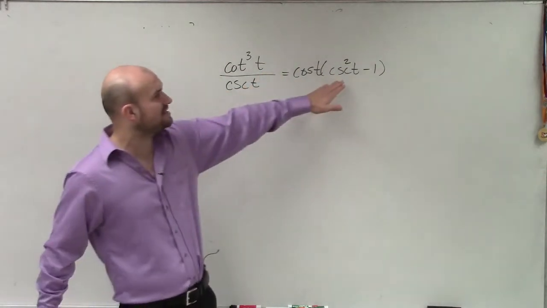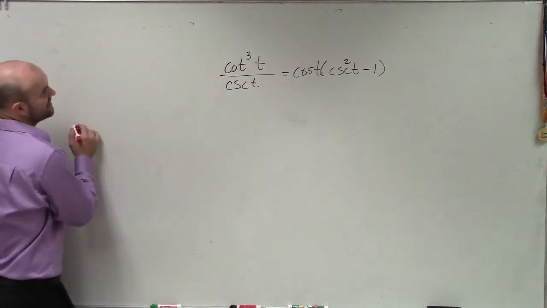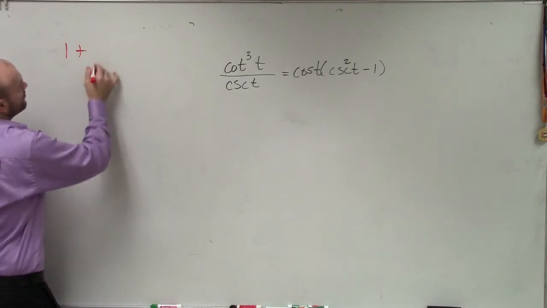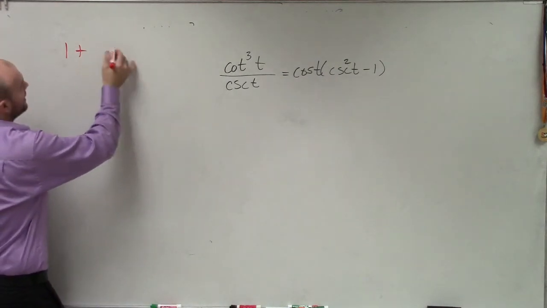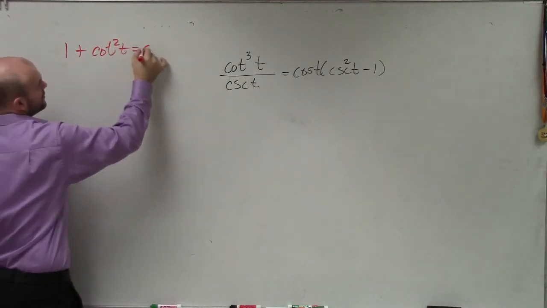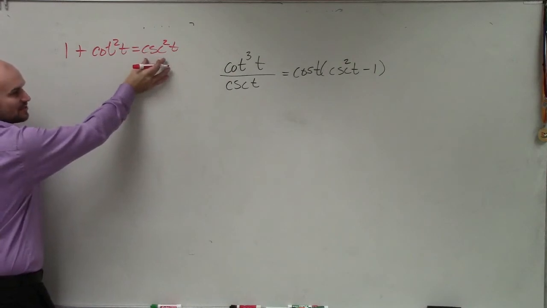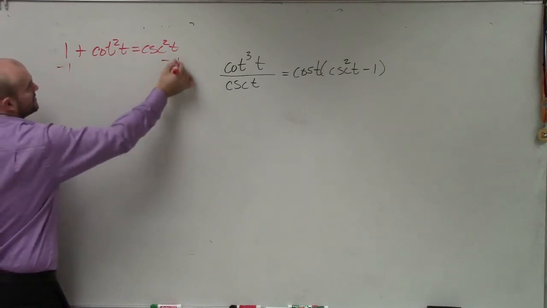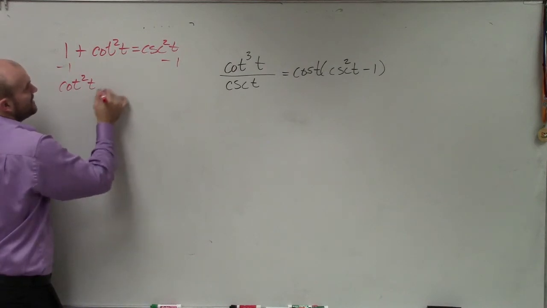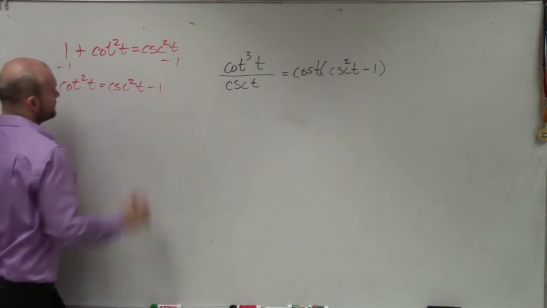So once I see this cosecant squared of t minus 1, I would think, all right, what is that Pythagorean identity that relates to cosecant squared of t? And I remember that 1 plus cotangent squared of t equals cosecant squared of t. Now, how they simply got cosecant squared of t minus 1 is they just subtracted 1. So therefore, cotangent squared of t equals cosecant squared of t minus 1. All right.